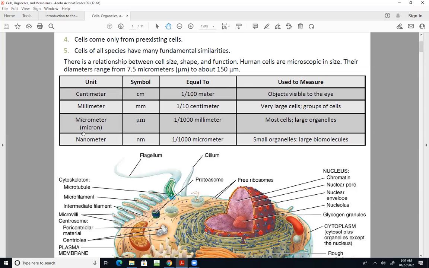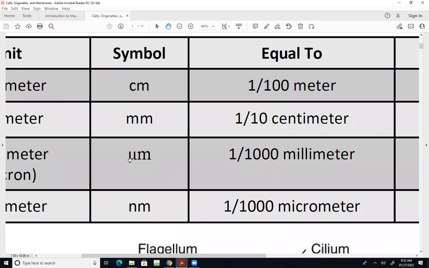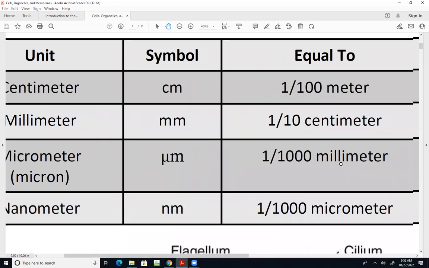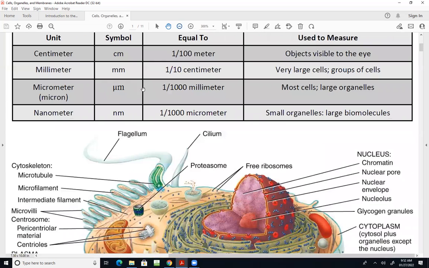Most of what we deal with today in this lecture are in our bottom 2 categories. Micrometers, looks like micrometer, but it's actually pronounced micrometers or microns, have this kind of fancy abbreviation or symbol. Looks like the letter U, but there's a little fancier tail at the beginning of it. There are 1,000 of these in 1 millimeter. So they're 1/1000th of a millimeter. This is the size of most cells and your larger organelles.